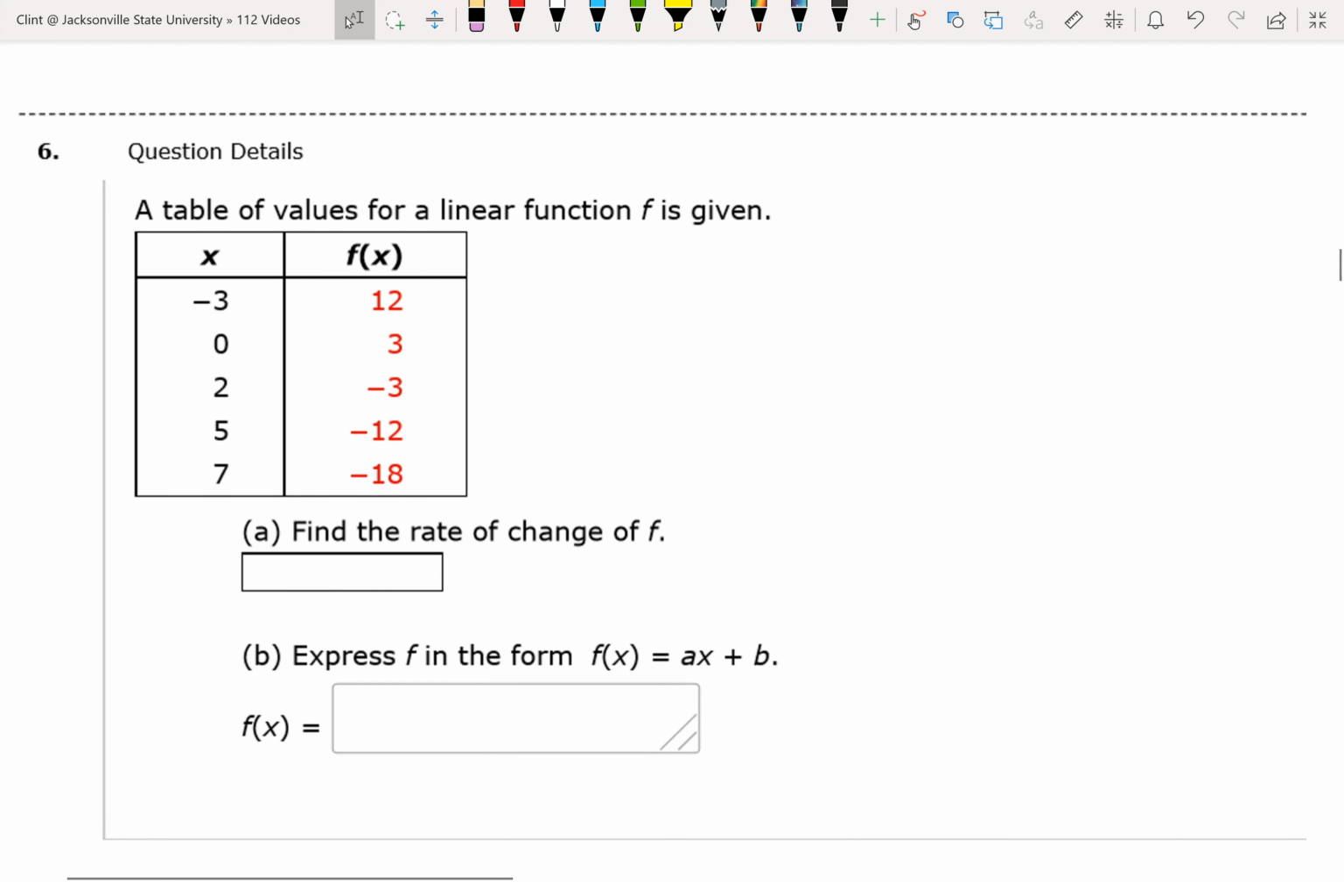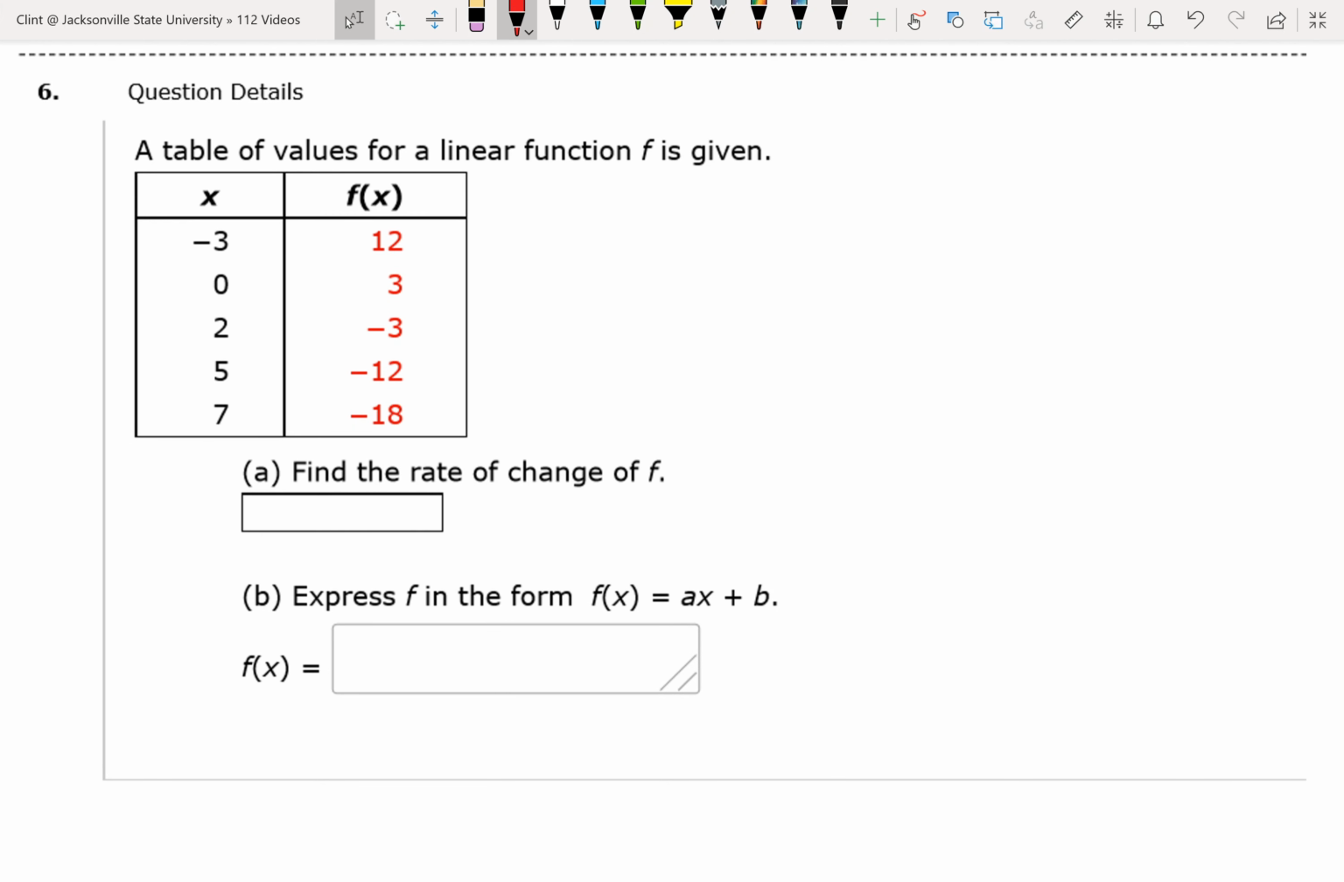Number 6 gives us a table of values, and remember y is the same thing as f of x, so this is just like an xy table. It says find the rate of change. Rate of change is slope.